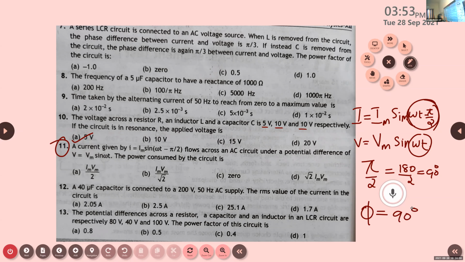Then what will be the power factor or power consumed by the circuit? That is cos phi, cos 90. What is cos 90? Power factor of an AC circuit is given by cos phi. Cos 90 is equal to 0. So which is the correct option? Option C.